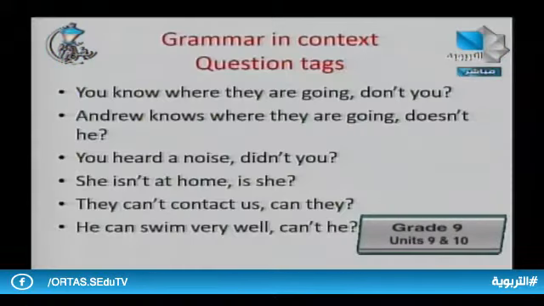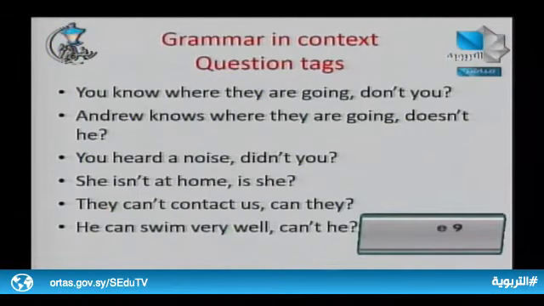Now, grammar in context, question tags. Let's see this example: you know where they are going. The subject is you, and here we have know. It's in the simple present, so we don't have an auxiliary in this sentence. Because you takes do, the verb know is in the positive, so don't in the negative, and the subject is you, so it becomes don't you. Here we didn't use did because it is present. Know is present, and you takes do. Don't you? Positive becomes negative. Thank you so much for clarifying this.